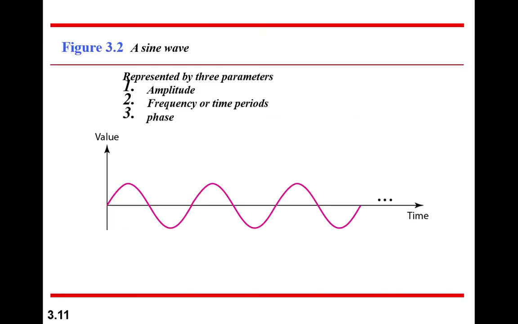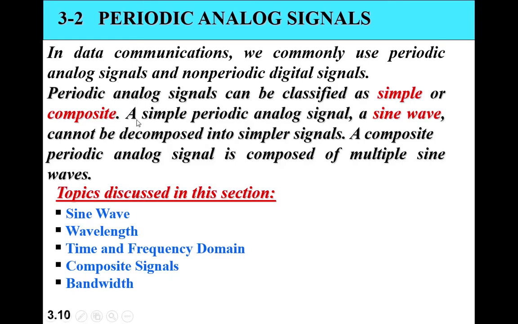So till now we have discussed that data should be changed to a signal when it is to be transmitted on the link. The data can be of two types, analog and digital. Similarly, the signal can be of two types, analog and digital, and one is called periodic signals. So we are considering periodic analog signals.